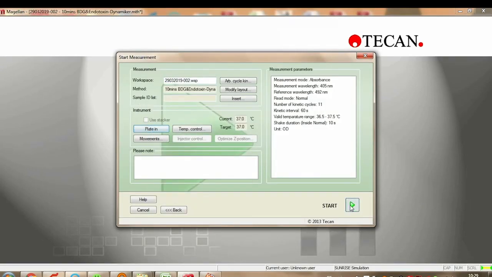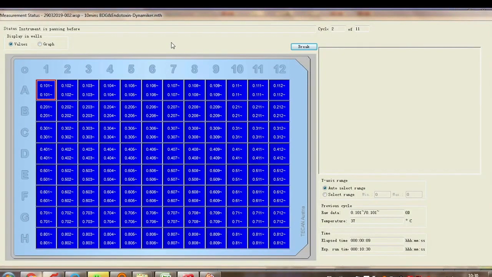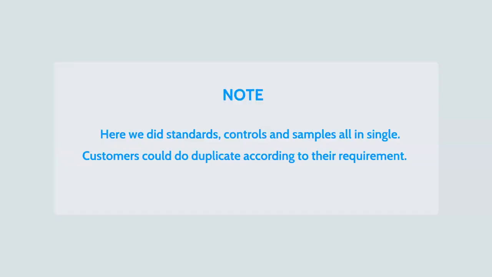Note: here we did standards, controls, and samples all in single. Customers could do duplicates according to their requirement.